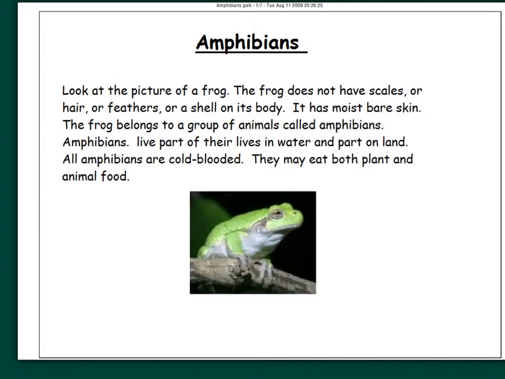Right, this is the next part of our series on vertebrate animals. This one is over amphibians. Let's take a look at the picture here of the frog. What do you notice about the frog?